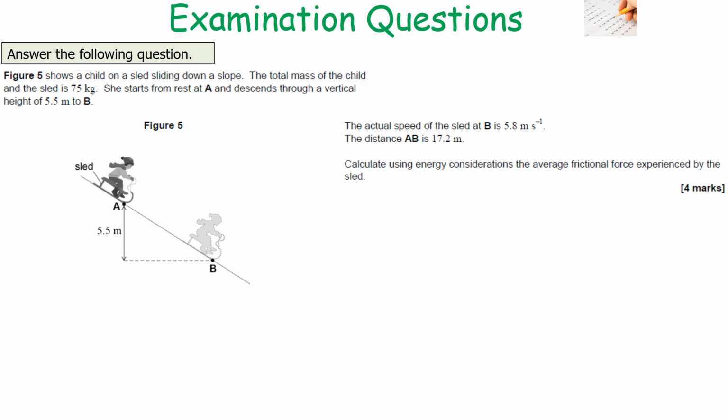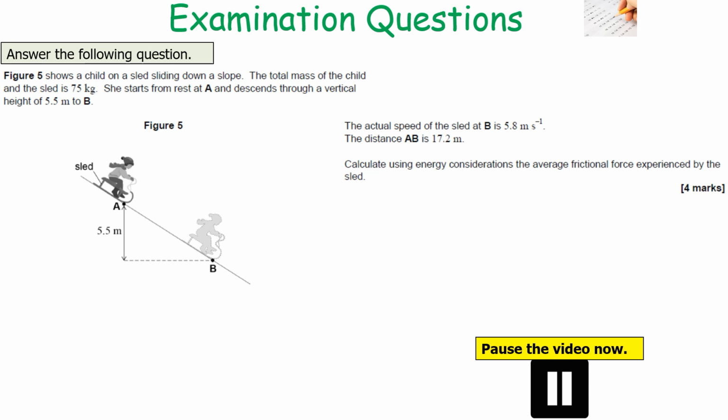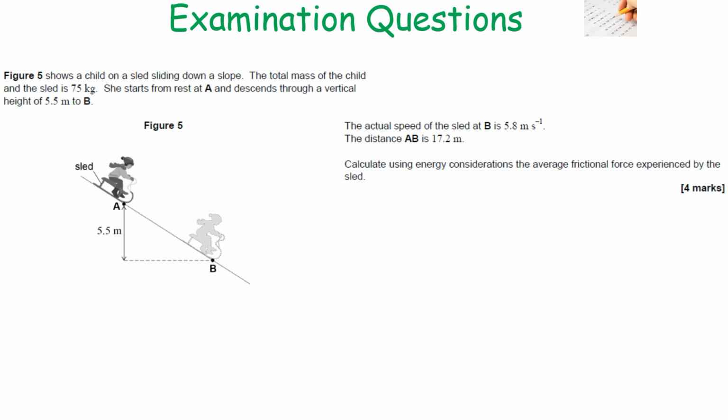The next question says the actual speed of the sled at B is 5.8 meters per second. The distance AB is 17.2 meters. Calculate using energy considerations the average frictional force experienced by the sled. So pause the video now, then unpause the video when you want to go through your answer. Right, so how to answer this particular question?